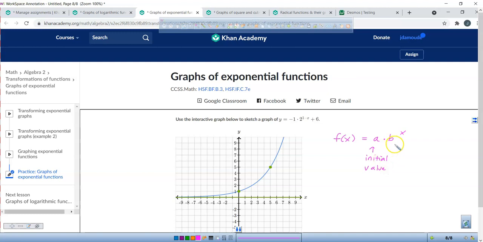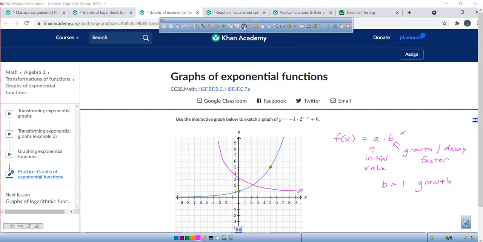Okay, that's your initial value, what you start with. The b value is either your growth or your decay factor. So if the b value is greater than 1, that means it's going to be growing. Okay, that's growth. So this graph, the way it looks right here, this is what's called a growth function. If it's a decay, it would look like this. It would be going down like that if that was a decay function.